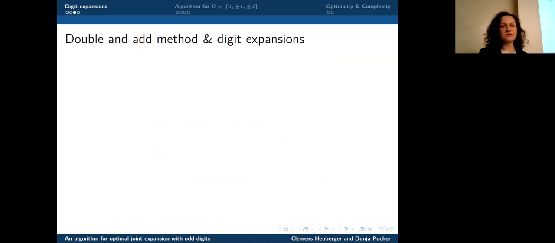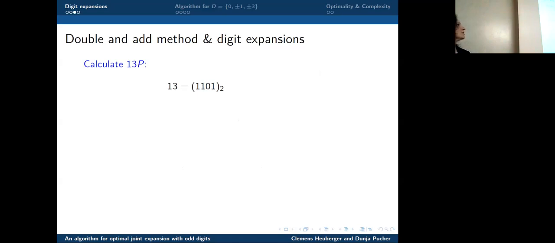For example, if we would like to calculate a multiple of a point, say 13P, then we could calculate P plus P plus P plus P, but it is better to take a digit expansion. So here we take binary and we go from left to right. The first digit is 1, so we add P. Then the next digit is 1, so we double what we had and we add P. Then we double what we had, we add 0, and we double what we had, and we add P, and altogether we came to 13P.